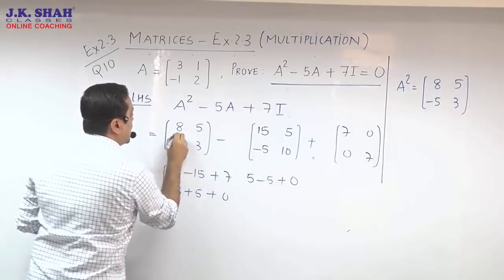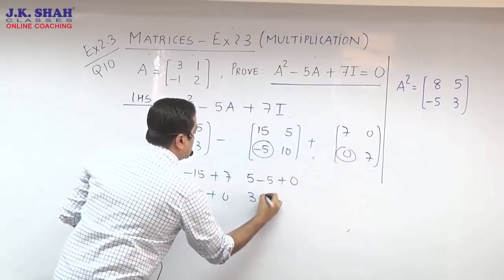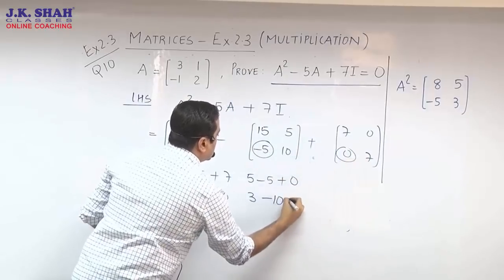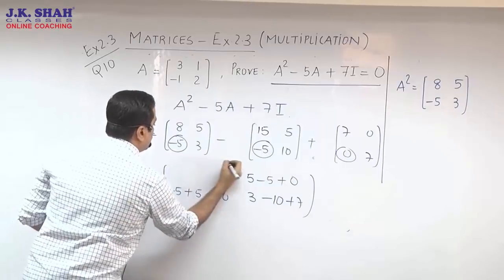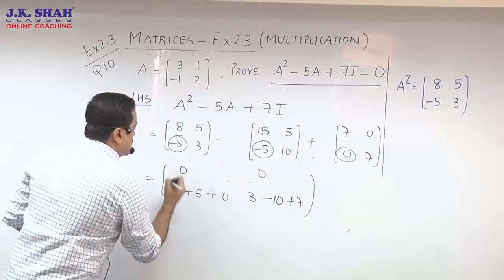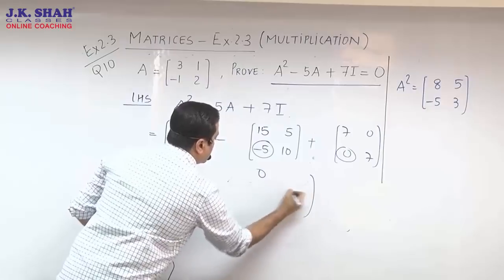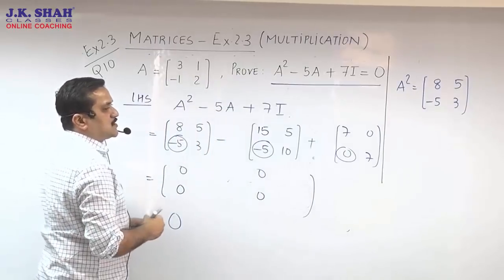So if I am going for that, it's that and that one please. And last is 3 minus 10 plus 7. So I can see it's 15 minus 15, 0, 5 minus 5, 0, minus 5 plus 5, 0, and 3 plus 7, 10, minus 10, 0. So we got our 0 matrix and hence we say it's proved.